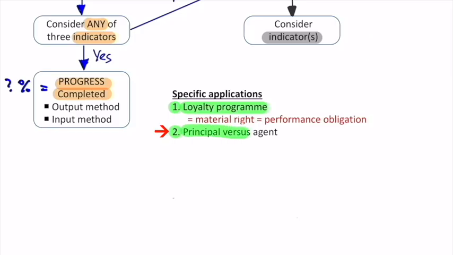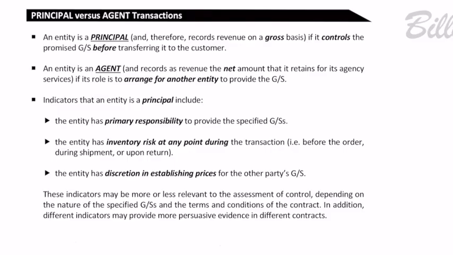Principal versus agent transactions. If it's a principal transaction, we account revenue based on gross. If it's an agent transaction, we account revenue based on net basis. How do we tell whether it's a principal or agent transaction? Please refer to page 849.